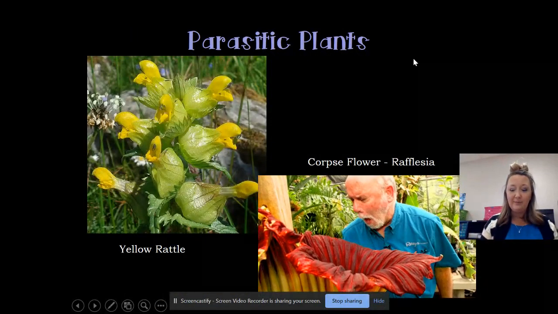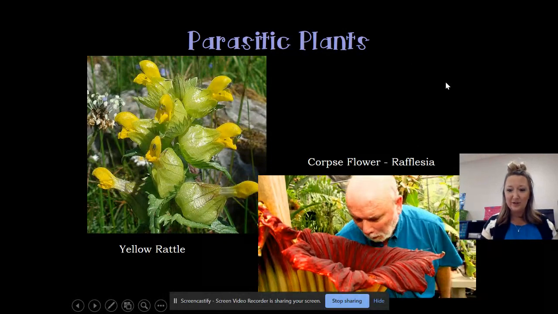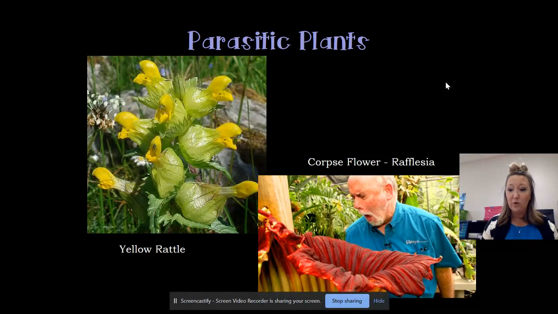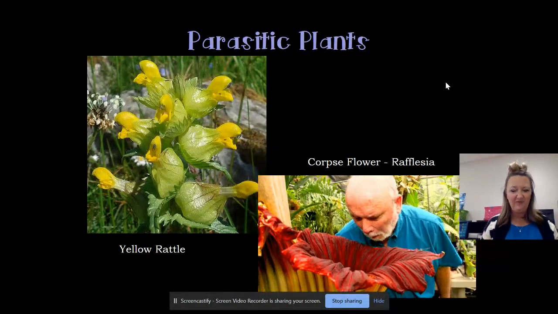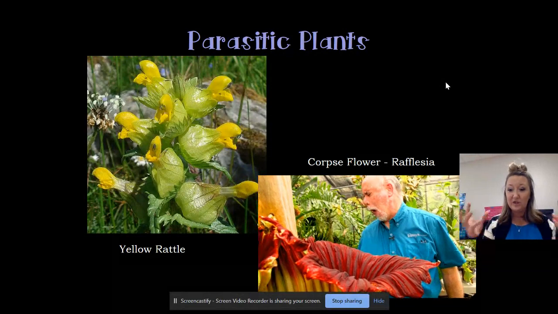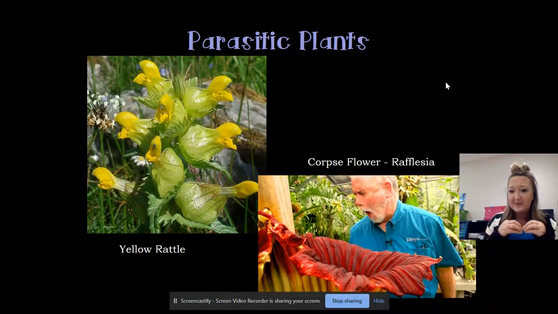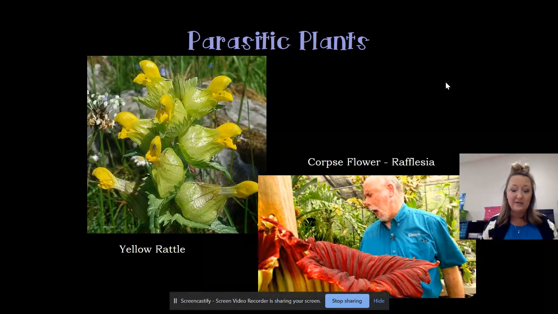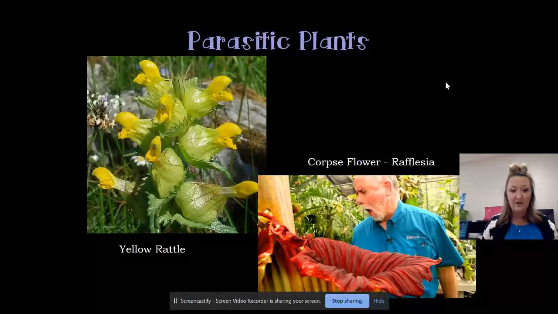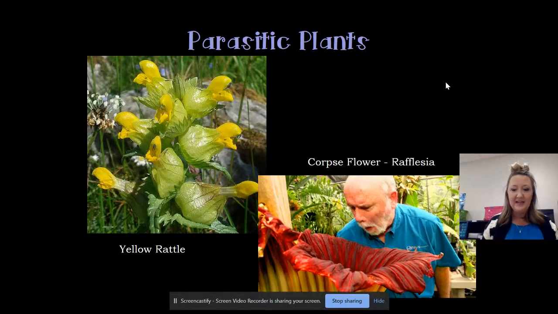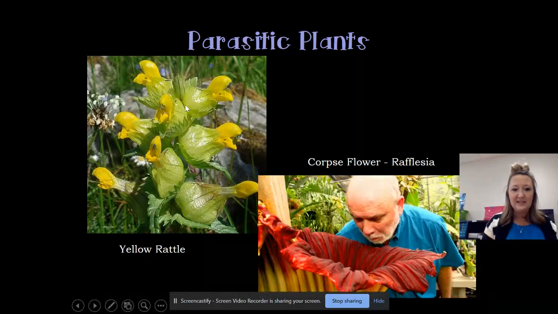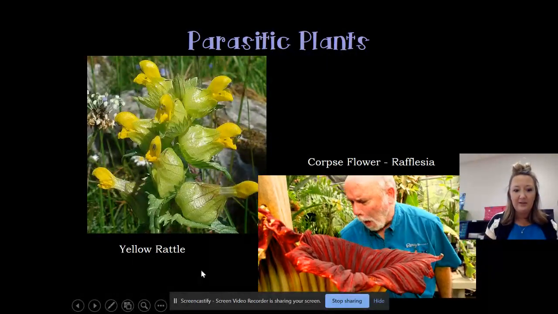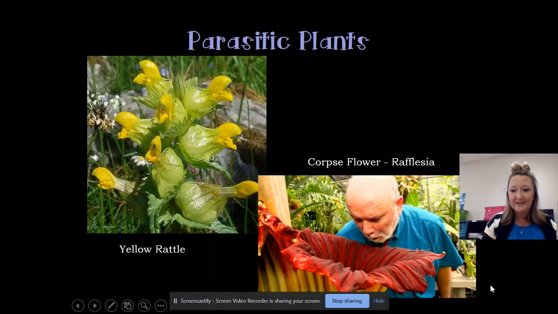A couple more parasitic plants in our reading yesterday. You guys may have read at the end of the book about the Rafflesia, the corpse flower. It smells like rotten flesh, rotten meat, and that helps attract flies to it. And those flies pick up the pollen and they take it to other flowers. But what happens when the pollen lands on other flowers is that it's a parasite, and so it can grow and invade that plant and take over. Yellow rattle is another example of a parasitic plant that can grow on different plants in nature.